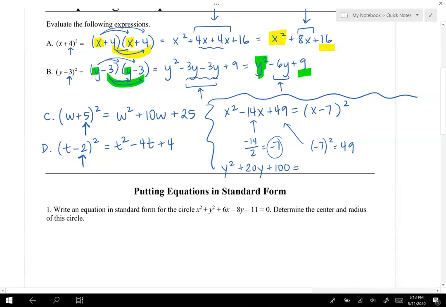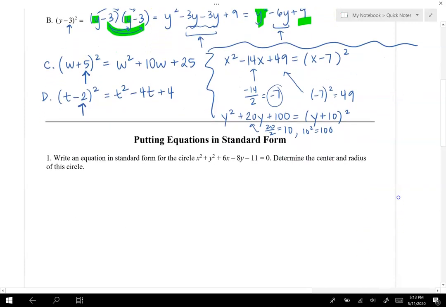All right, you can pause and try it. And then after you do, you'll see that it should be y plus 10 squared. 10 is half of 20, the middle term. And when I square it, 10 squared is 100, which checks out. All right, so some algebra there.